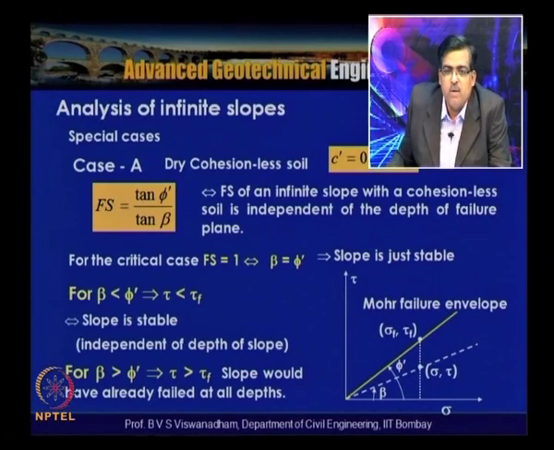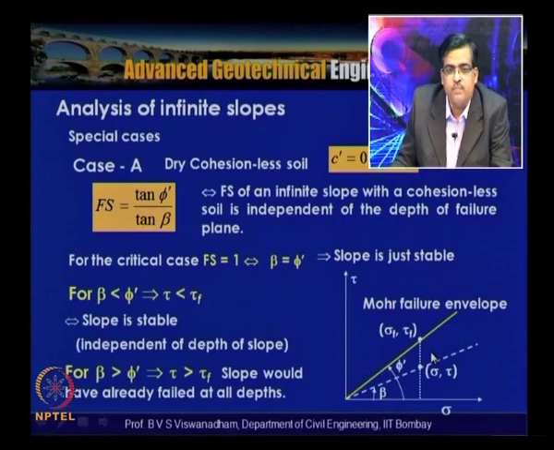At a particular normal stress, if you notice, for a given normal stress this is the shear stress mobilized, but the soil actually has a shear strength which is much higher than the shear stress mobilized. Because of this, unless the slope inclination meets this failure envelope, there is no possibility of a failure surface. So as long as the slope inclination is less than the internal friction angle of the soil, the slope is said to be stable.